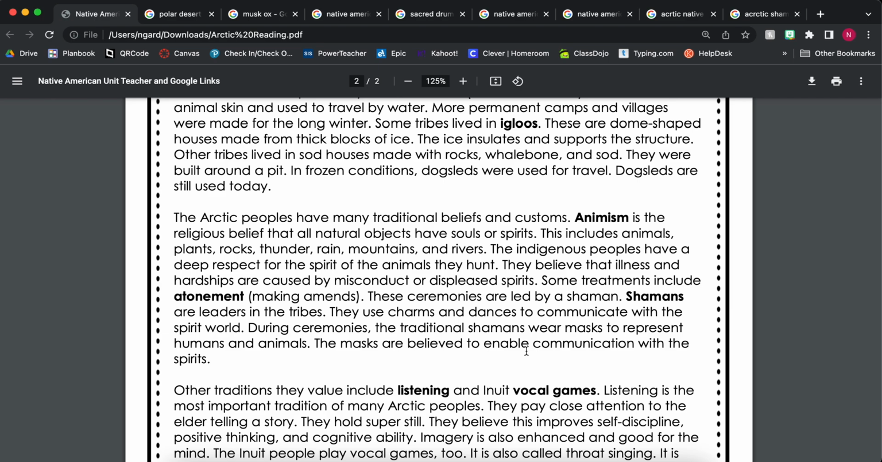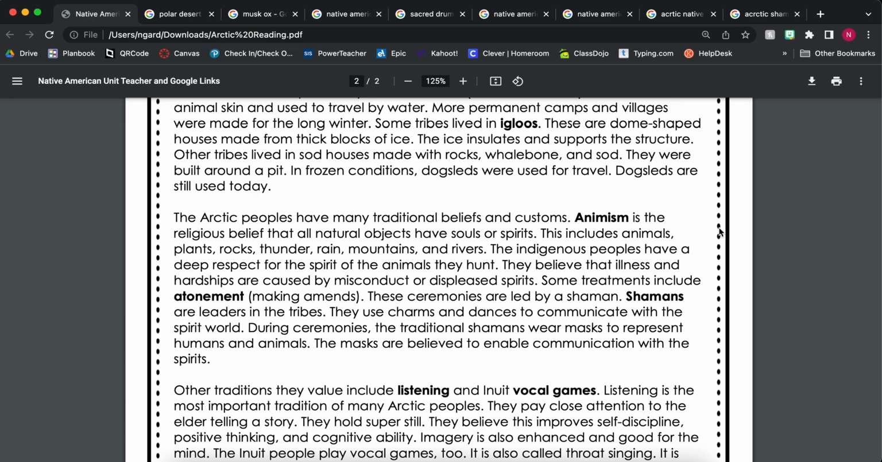A lot of the indigenous or native people have a deep respect for the spirit of the animals they hunt. So especially in an area like this, think if you only see an animal come by once every so often, you are going to be very grateful to that animal because it's going to give you obviously food, but it's going to give you a lot of other things. Maybe warmth if you were to create clothing out of it, tools, supplies, all of those things. So they had a very, very deep respect for the animals they hunted.